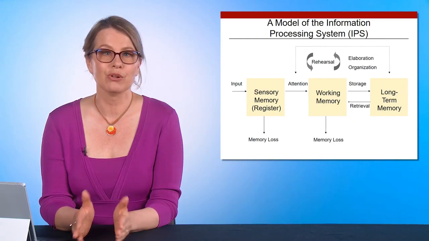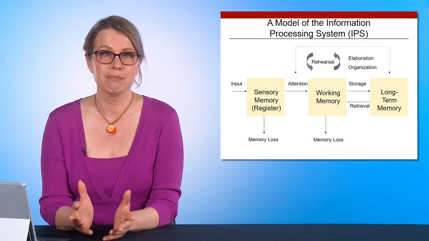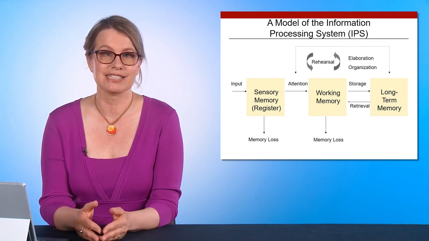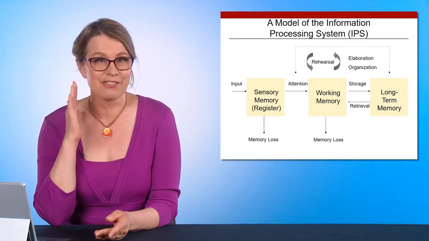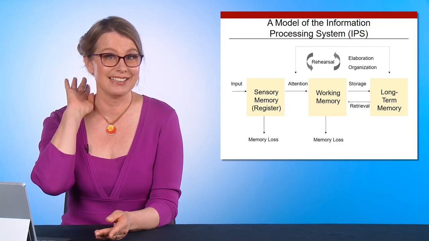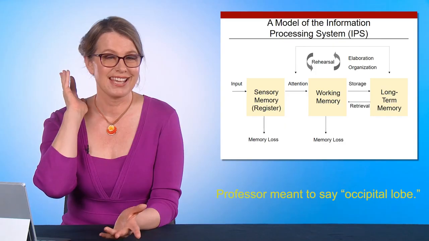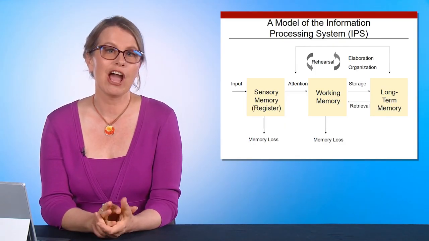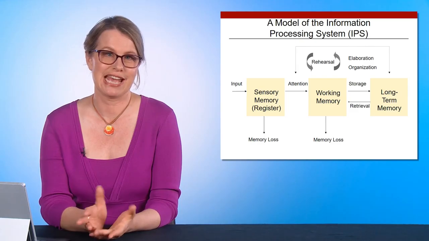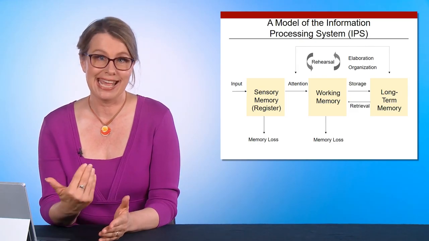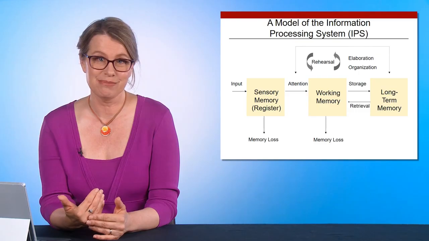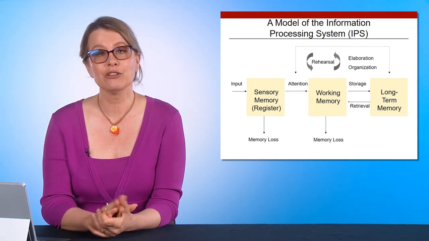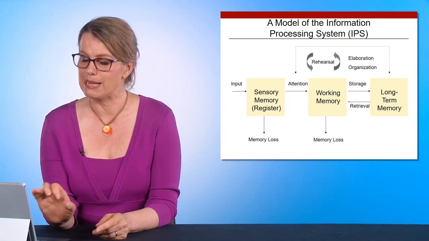For example, we know that the sensory memory includes our auditory processing areas in the temporal lobe and the visual processing areas in the occipital lobe. As imperfect as this figure is, it is a helpful tool for us to understand how information enters the cognitive system and what happens once it's there. Let's take a look at each component in more depth.